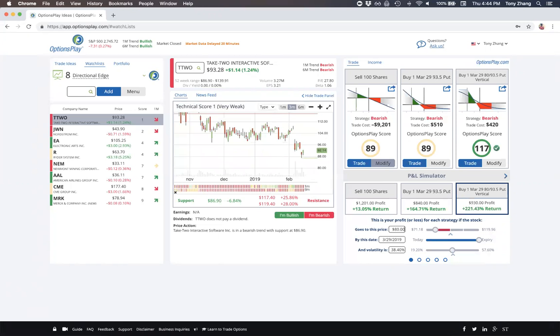This allows you to model out any given outlook on Take-Two and see that if you had shorted the stock, how much money do you make? If you bought the put or the put spread, how much money do you make? And then vice versa. What if you're wrong? What if Take-Two really takes off?